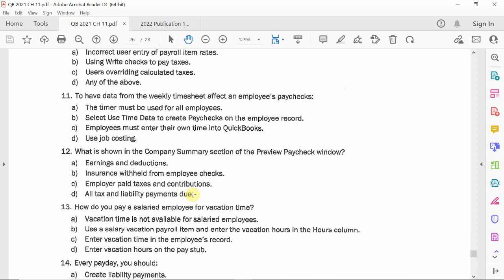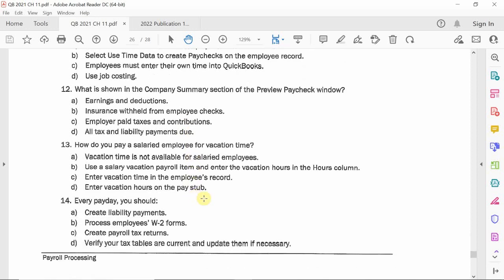All right, number 13, how do you pay a selected employee for vacation time? B. B is correct. You are going to use a salary vacation payroll item and then enter the vacation hours in the hours column. Straightforward, right? I showed you an example today.